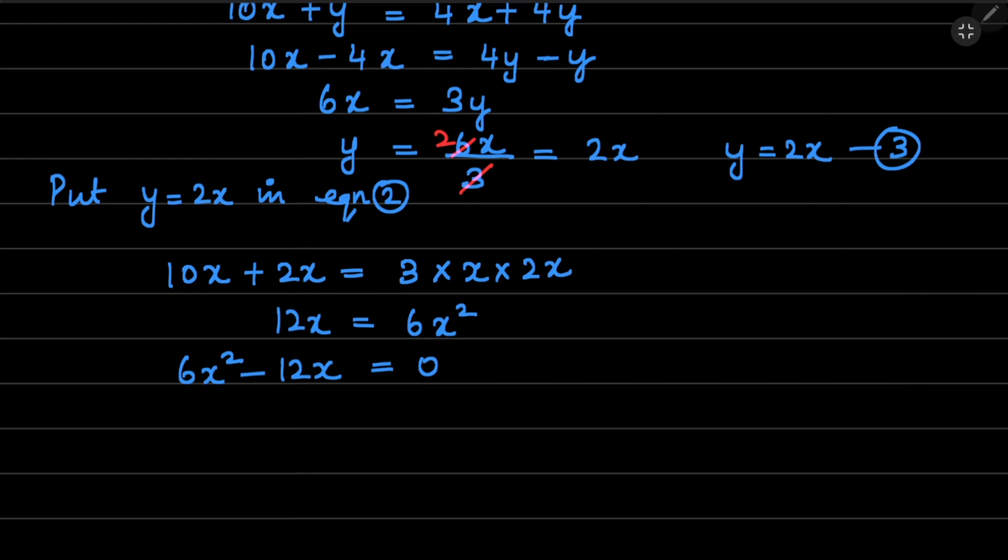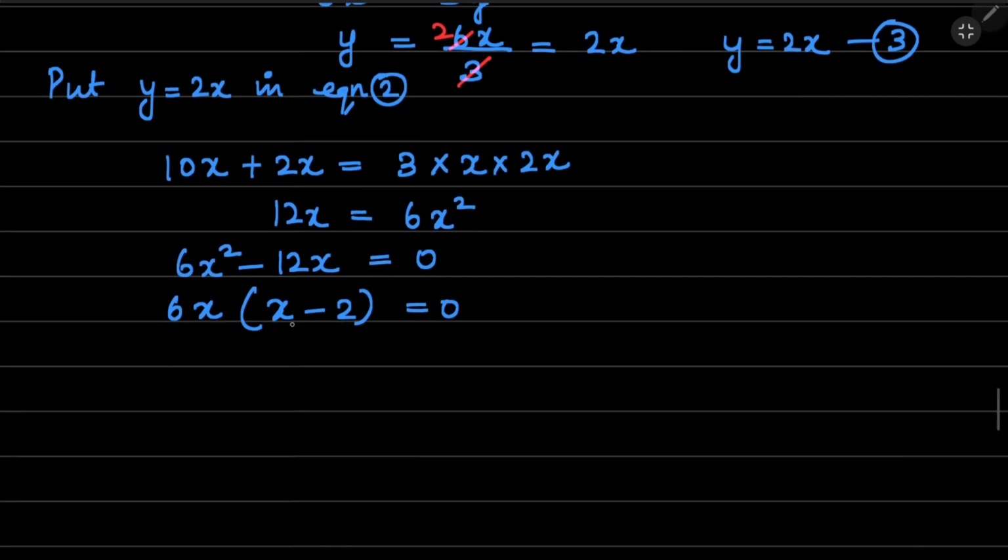Whenever you have equations of this form, ax square plus bx alone, always make sure you take out the common factor so that you can get two roots. Any quadratic equation will have two roots. So what can we take out common? We can take 6x common. So the first term would be 6x, and the second is x minus 2 equal to 0. Here it's a product of two terms, so either 6x equal to 0 or x minus 2 equal to 0.